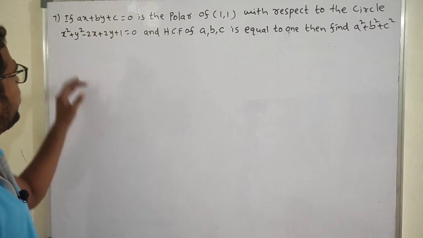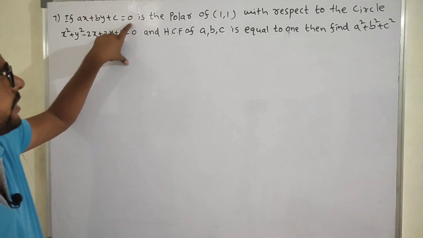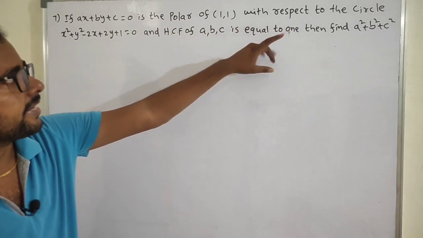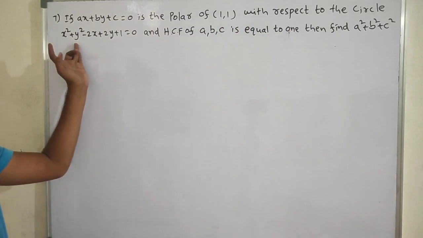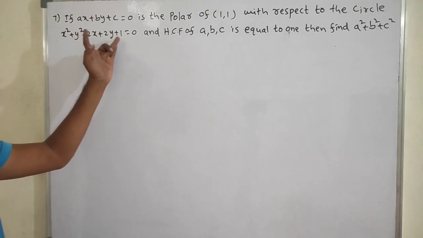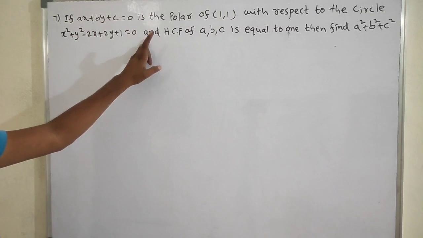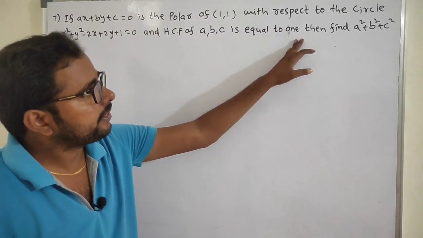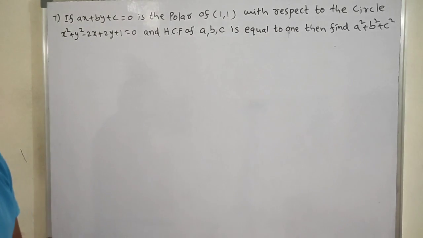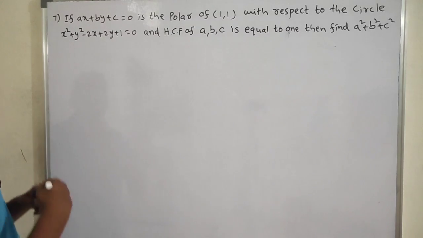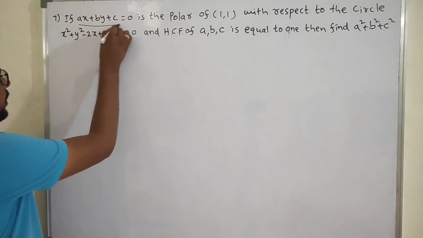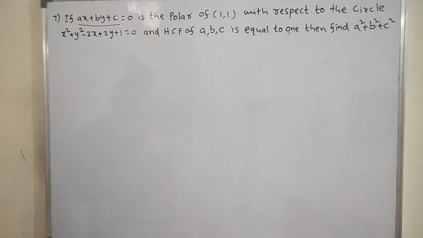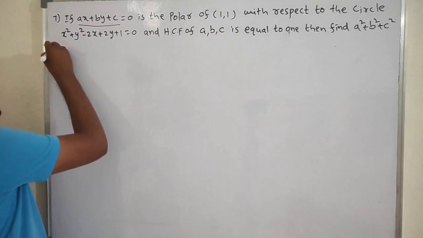Seventh question. If ax plus by plus c equals 0 is the polar of 1, 1 with respect to the circle x square plus y square minus 2x plus 2y plus 1 equals 0, and HCF of a, b, c is equal to 1, then find a square plus b square plus c square. So what is given? This is the equation of polar. Polar of which point? 1, 1. So first, what is the given point?